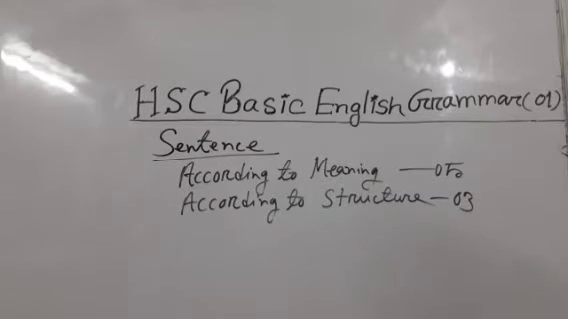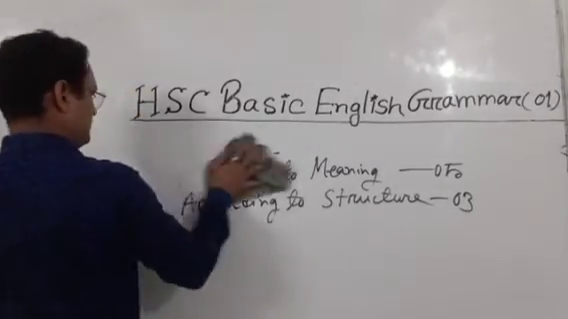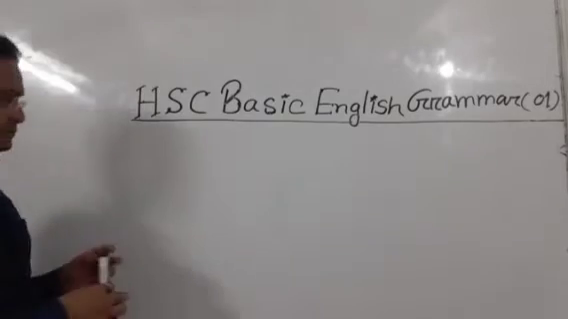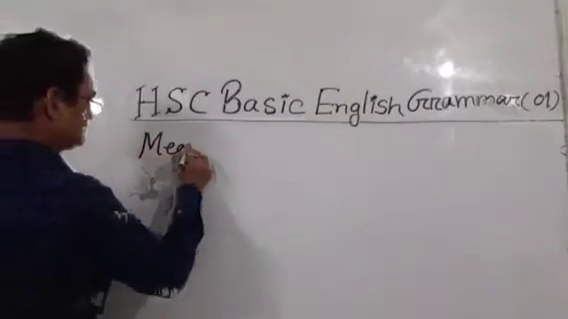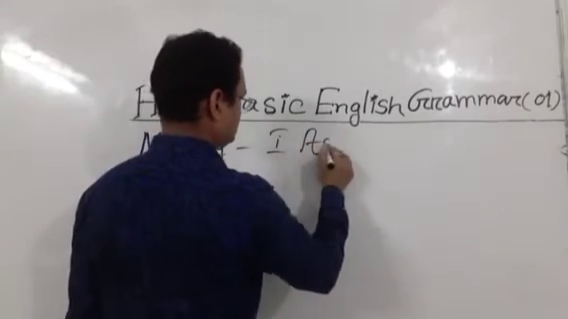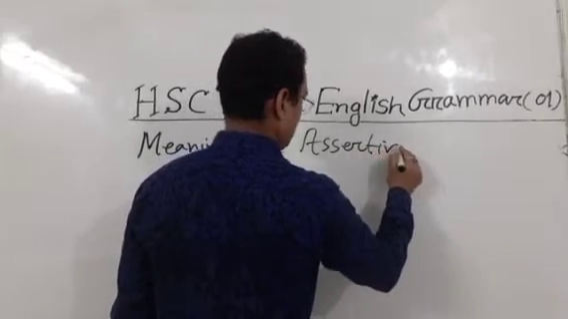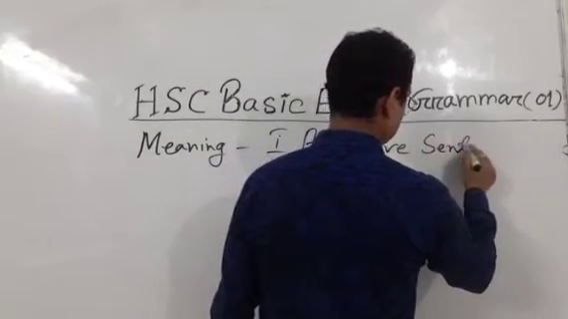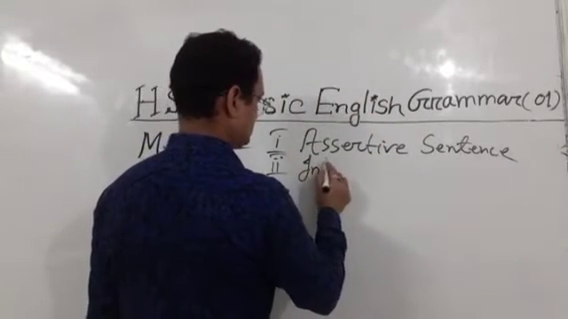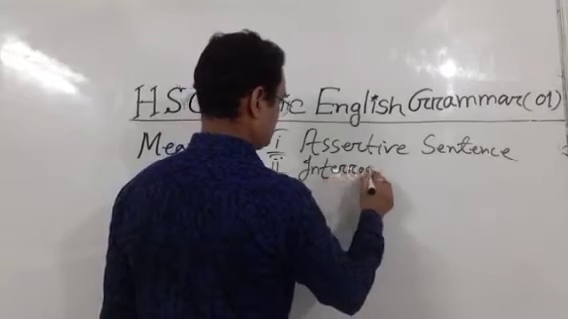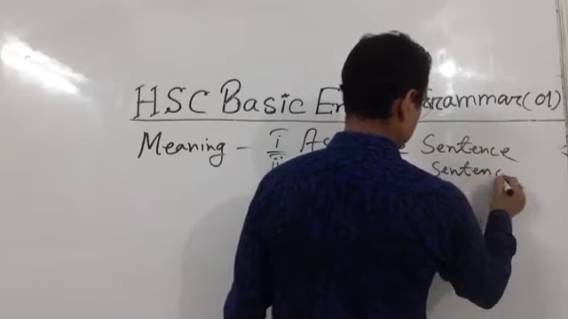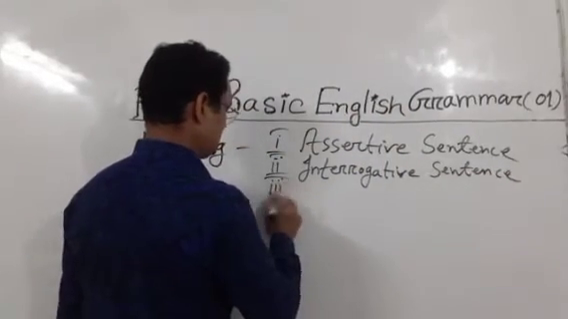So, according to meaning, sentences are how many kinds? I am saying 5 kinds. According to meaning, they are: number 1, assertive sentence; number 2, interrogative sentence; number 3, imperative sentence.